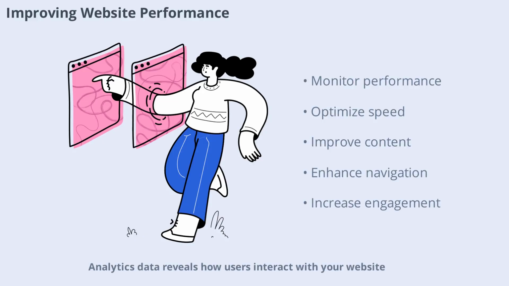Analytics data reveals how users interact with your website, highlighting areas for improvement. For small businesses, optimizing website speed, content, and navigation can lead to higher engagement and conversions. Use Google Analytics to monitor performance, test changes, and continuously enhance your site for better results.